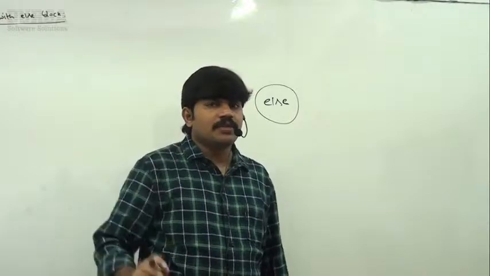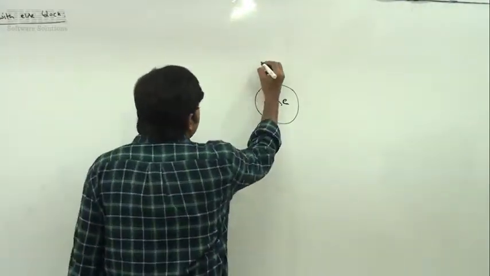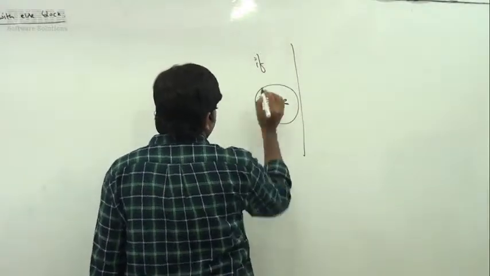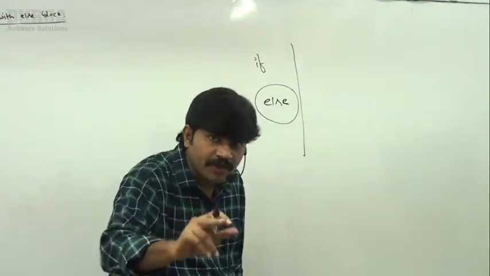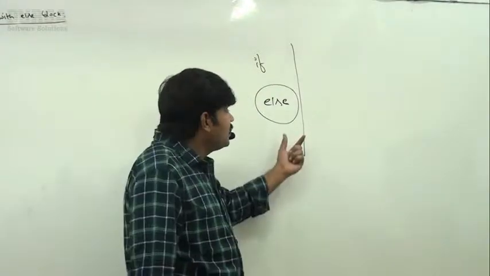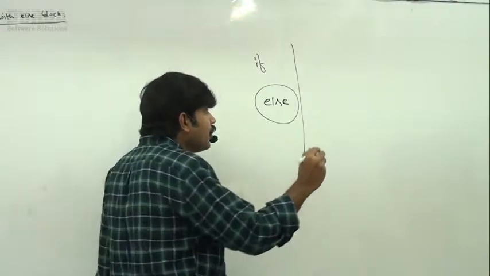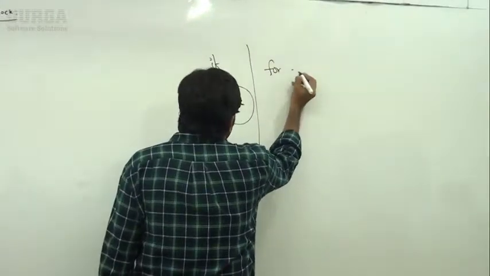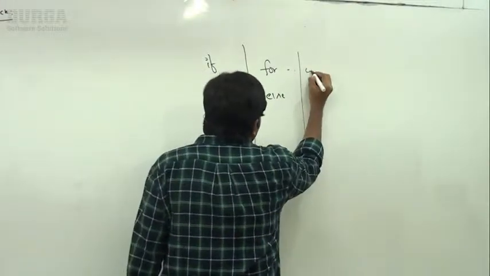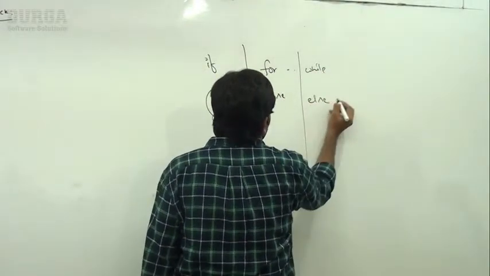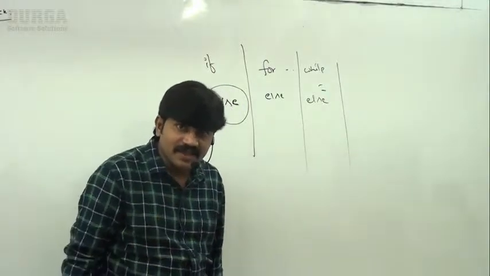In almost all languages, like Java, C, C++, else is always associated with the if, sir. Else is always associated with the if in all languages including Python. But in Python, this else has a specialty. Sir, this else can be used with the for loop. This else can be used even with the while loop also. Are you getting? While else, for else syntax is there.